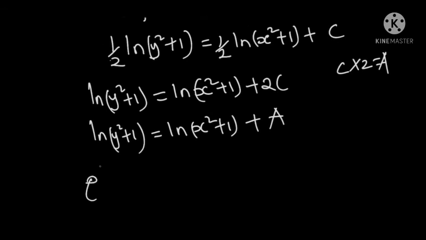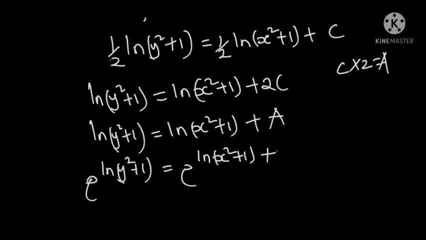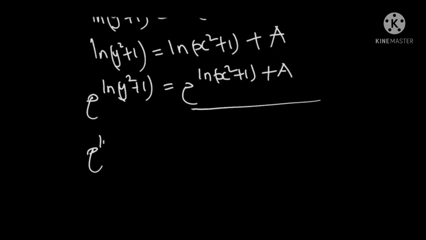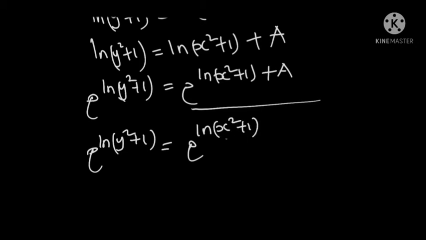So, exponential of ln of y squared plus 1 equals exponential of ln of x squared plus 1, of course, plus the constant. Using the laws of indices, this part can be split into 2. So we have y squared plus 1 equals exponential of ln of x squared plus 1 times exponential to the a.